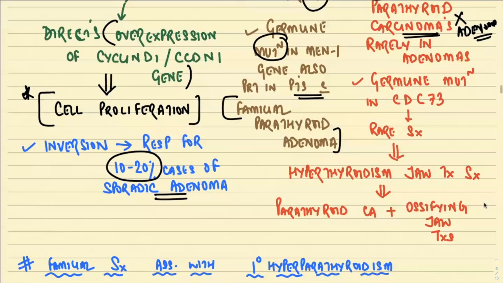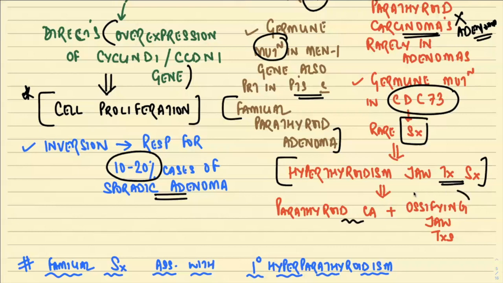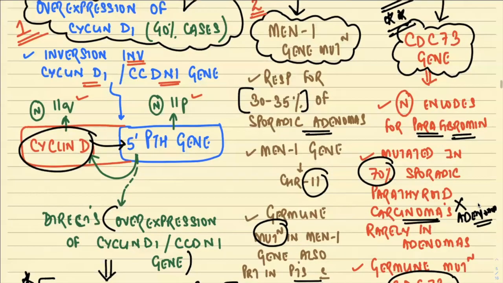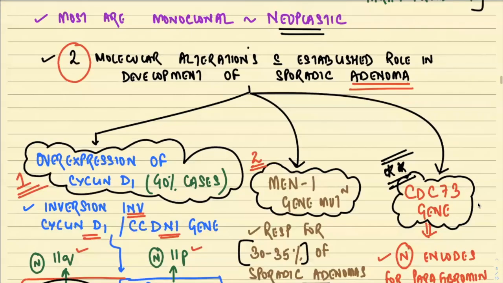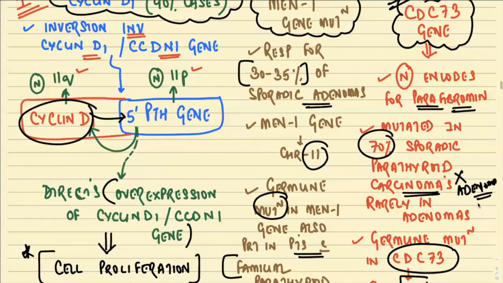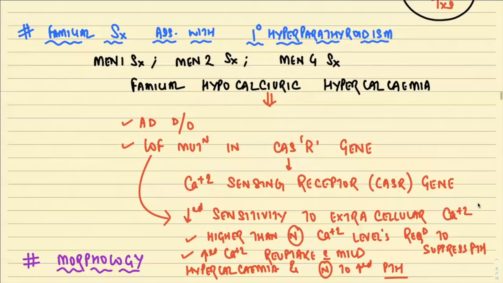Now very importantly, germline or inheritable mutation involving the CDC73 gene can lead to a very rare syndrome called hyperparathyroidism-jaw tumor syndrome. It is a syndrome characterized by parathyroid carcinoma, along with ossifying jaw tumors. So is the molecular part clear to everyone? What are the molecular alterations present in an adenoma and what are the alterations present in parathyroid carcinoma? We are basically reading about parathyroid adenoma only.